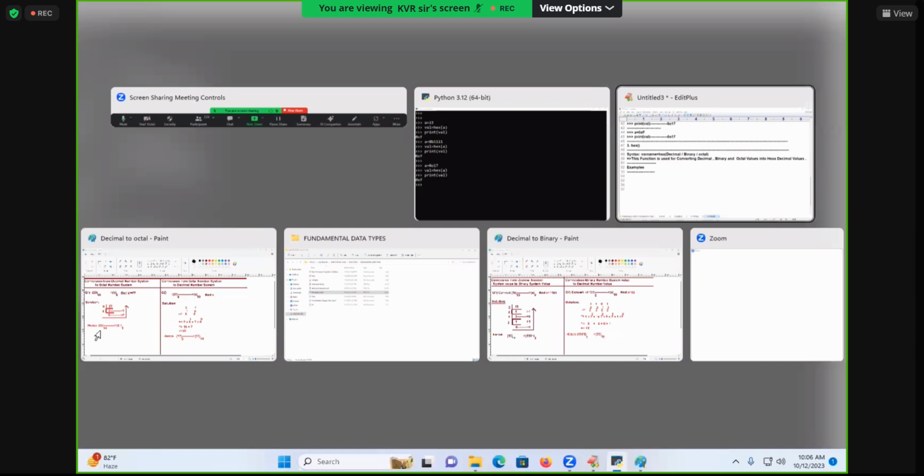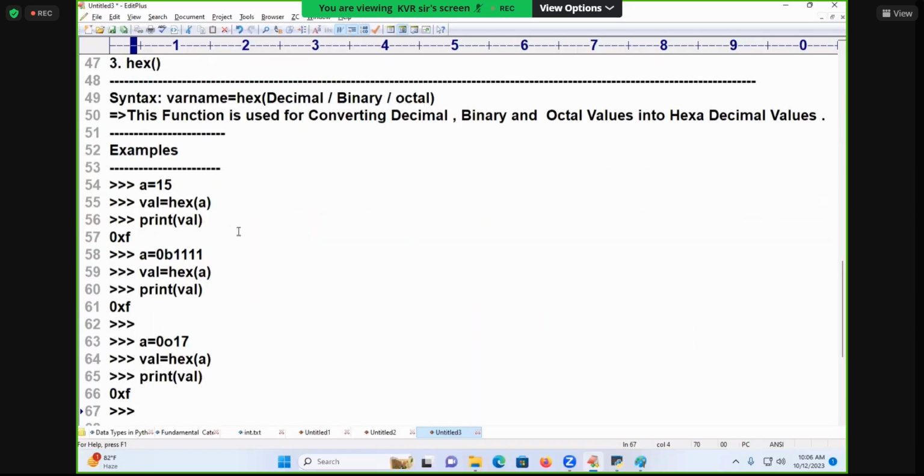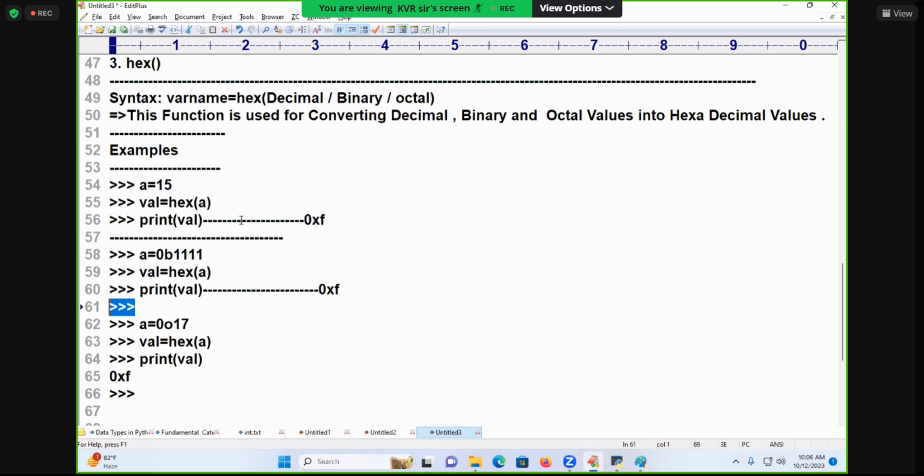So, go to this place. Now, here, I'm writing. This is my data. Here, 0b data is a binary value. Now, this is a value. Octal value is printed. So finally, we understood all the conversion functions. That is over.